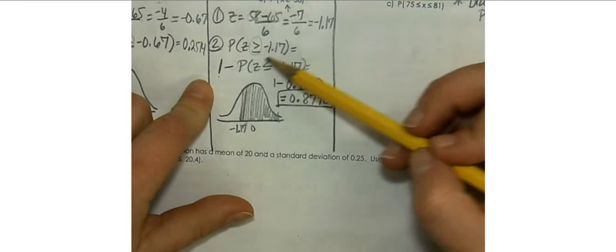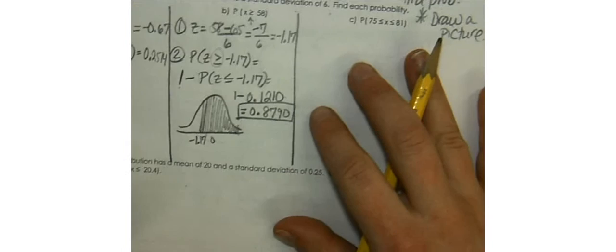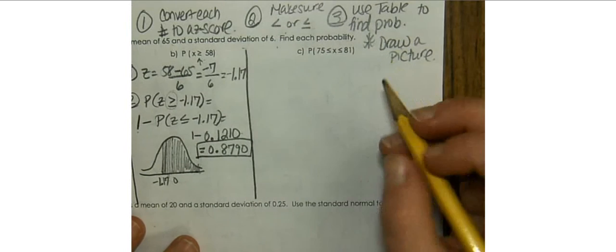So once again, if you have a greater than or equal to symbol, you have to do the 1 minus in order for you to come up with the probability that you are actually intending to look for. And like I said before, you need to make sure that you draw a picture, draw a sketch of what relationship is taking place.